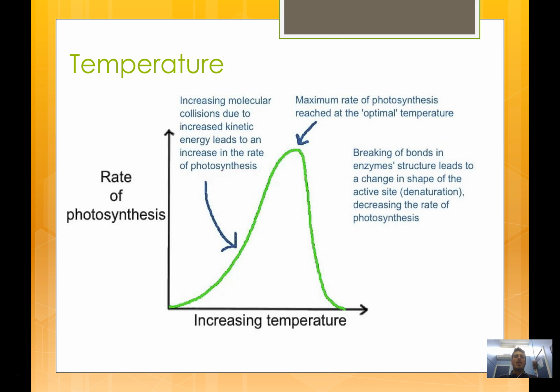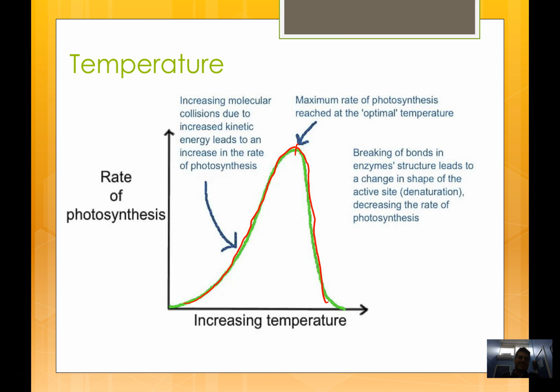Temperature, on the other hand, we're going to get something that looks a lot like the temperature enzyme reactions. As we increase the temperature, photosynthesis will increase until it reaches what we call the optimal rate for photosynthesis, and it's happy there. Photosynthesis happens really fast. But if we decide to increase the temperature a bit more, what's going to happen? Enzymes denature.